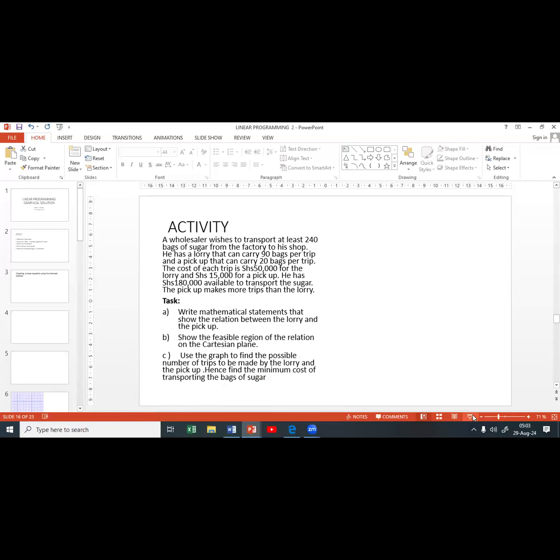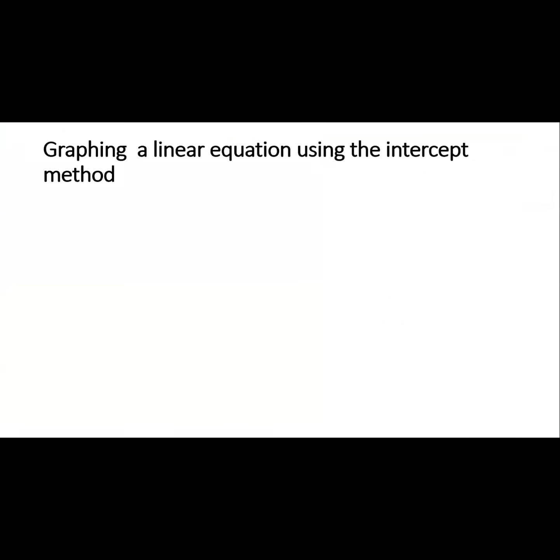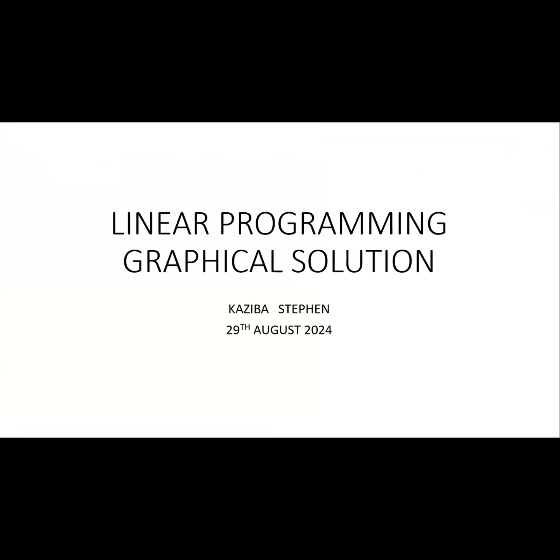So yesterday we looked at how we generate the constraints, and today we are going to look at how we solve and how we graph. And with this approach we are using, I want to let you know that when it comes to linear programming, there are very many methods of coming up with a solution to those problems. But at your level, the approach that we are using is what we call the graphical approach.